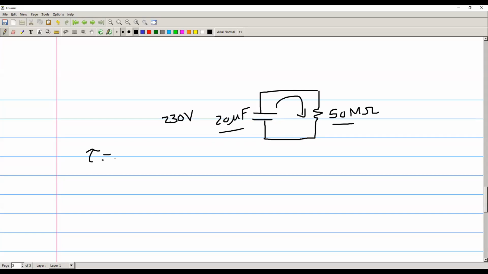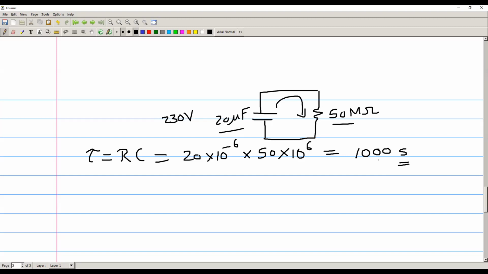The tau here will be what? RC will be 20 times 10 to the minus 6 times 50 times 10 to the power 6, which is what? 1,000 seconds, meaning that it's actually very long. You're talking about maybe 15 minutes, something like that, maybe more than 15 minutes.